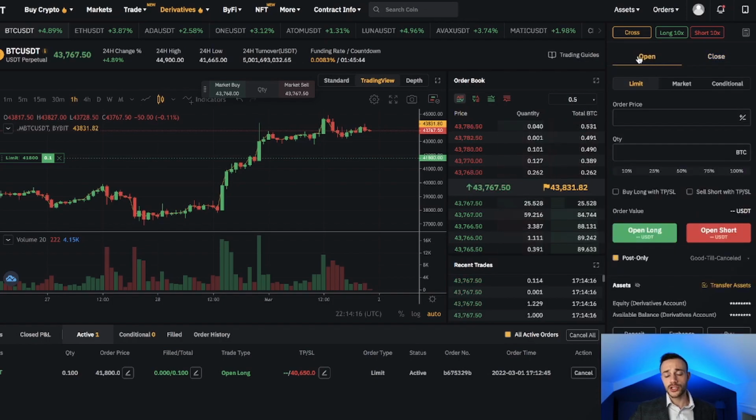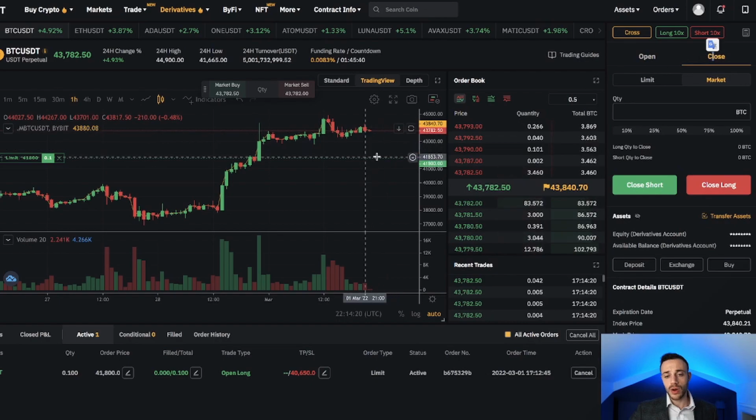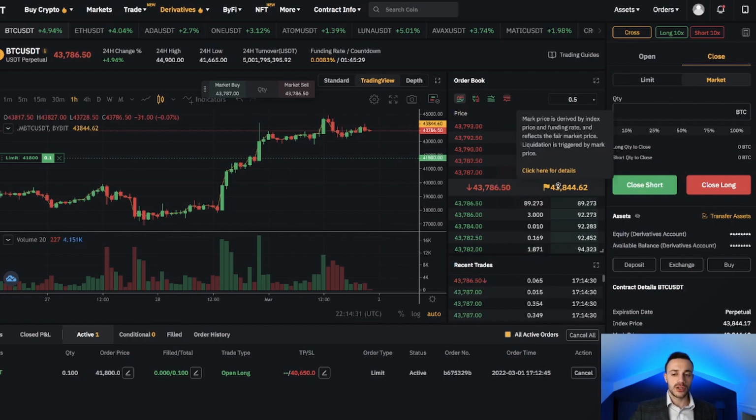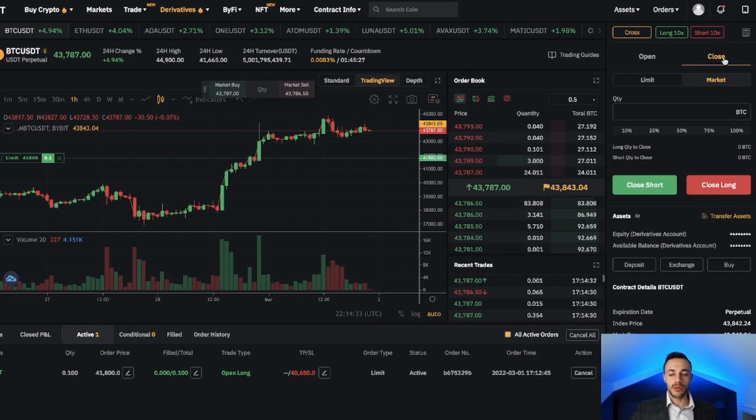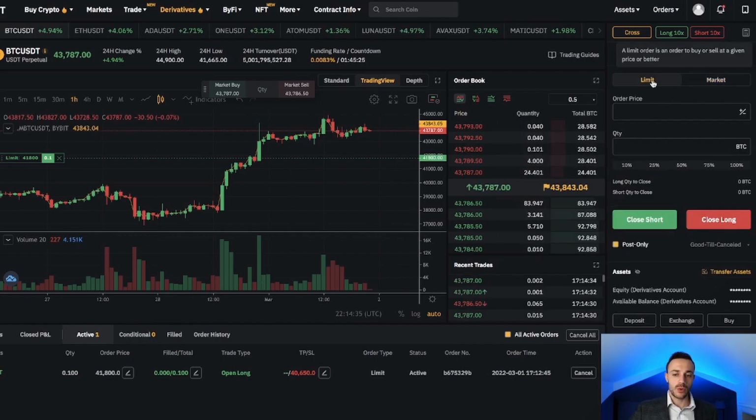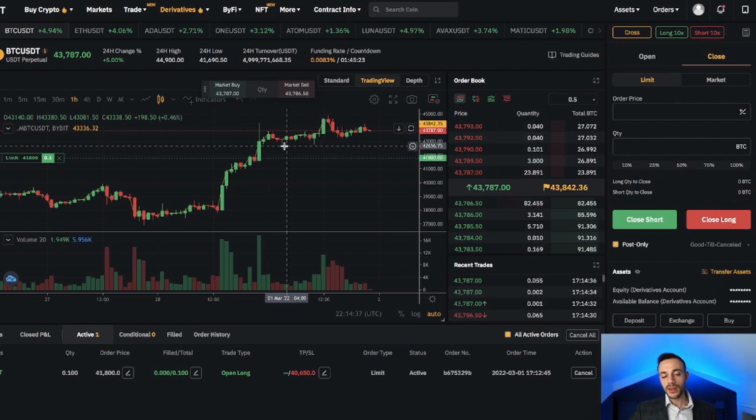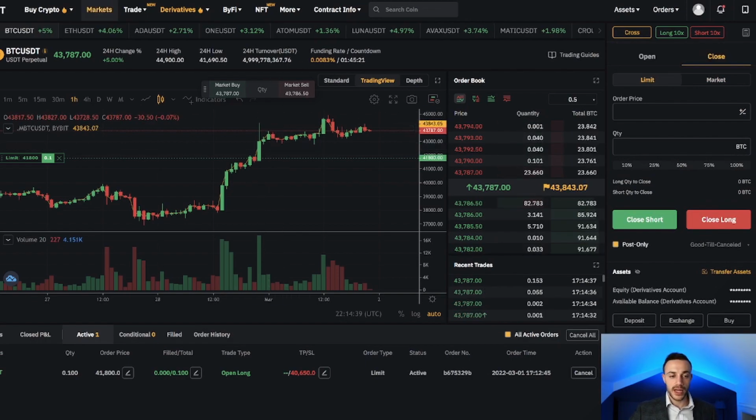Before, we were opening a trade. Now we want to go about closing a position. So I would wait until the trade actually gets filled, until my limit order gets hit. After my limit order gets hit at $41,800, I would come up here to close. I would select a limit order, not a market order, and figure out where I actually want to take profit.